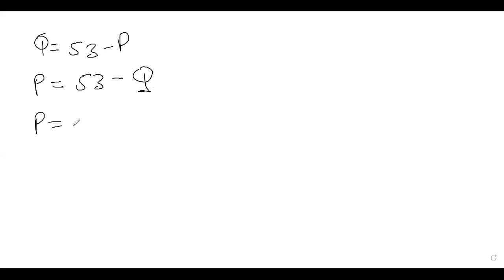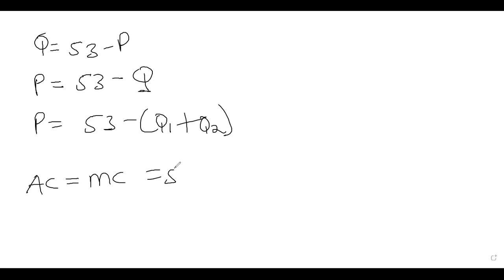Now remember that the demand function was Q is equal to 53 minus P. So if we turn this around to make it an inverse demand function by making price the subject, we have P is equal to 53 minus Q. But the question says that this industry quantity is Q1 plus Q2. So we have P is equal to 53 minus (Q1 plus Q2). Then the question says that the firm has a constant average cost, which is the same as the firm's marginal cost, and is equal to 5.